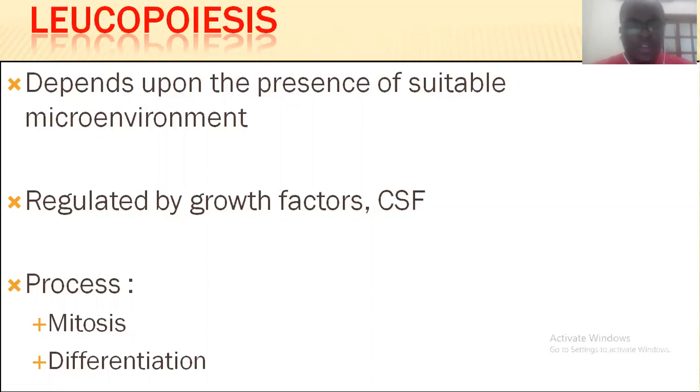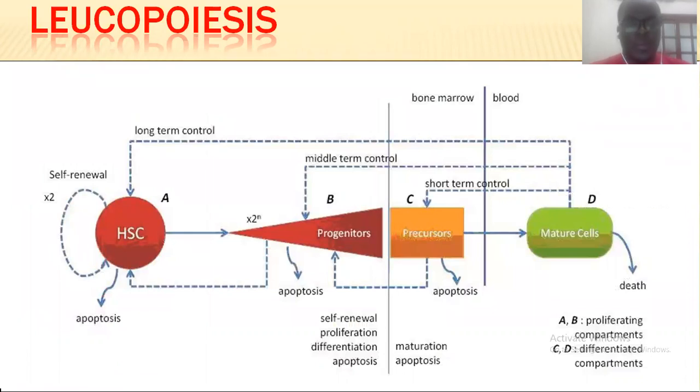There are a lot of processes involved in the development of white blood cells. You have mitosis, whereby a cell divides into two cells. This is just proliferation of the cells. Later on, they can also differentiate into mature white blood cells. So there are two processes: mitosis taking place and also differentiation taking place as you are looking at leukopoiesis.